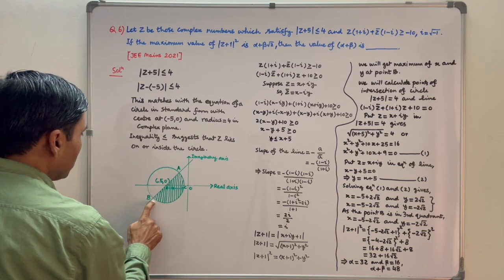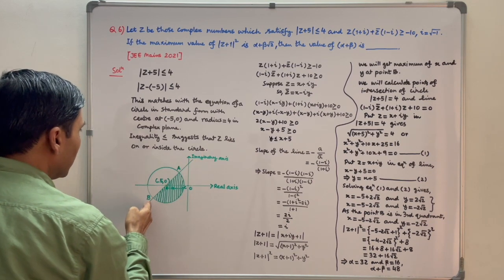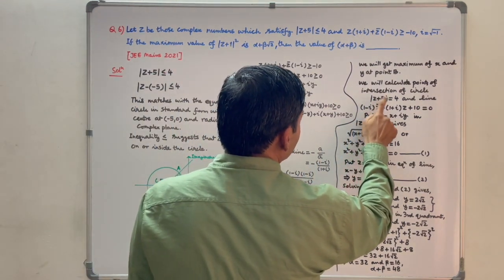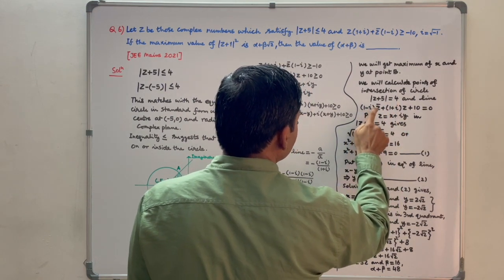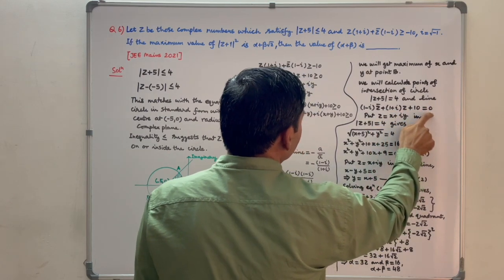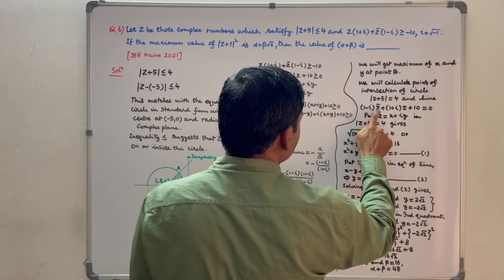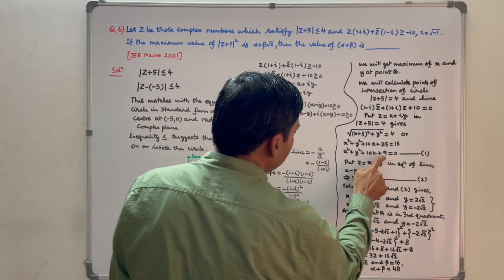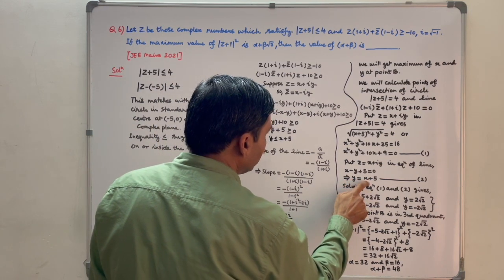So first we will calculate the points of intersection of this circle and this straight line. For that, we need to consider these two curves. |z + 5| = 4, that is the equation of the circle, and the line (1 − i)z̄ + (1 + i)z + 10 = 0. We will put z = x + iy and z̄ = x − iy. So the equation of the circle we will get is x² + y² + 10x + 9 = 0, and the equation of a straight line as y = x + 5.